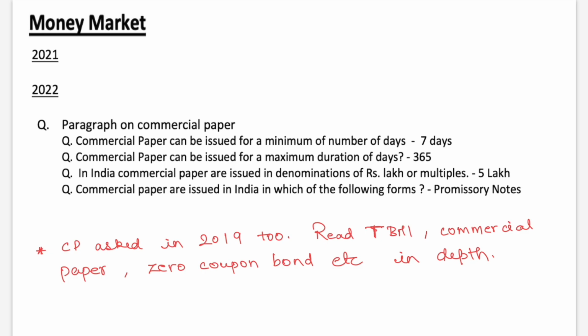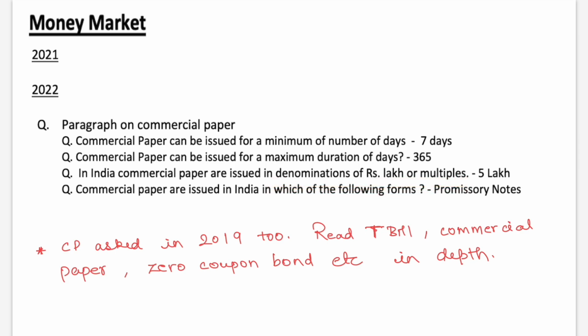In money market in 2021 there was no question asked, but in 2022 there was a question on commercial paper. There was a paragraph explaining the commercial paper, and there were four questions that followed that paragraph. The first question was, it can be issued for a minimum number of days and maximum number of days, and in which denomination of rupees, lakhs, or multiples.